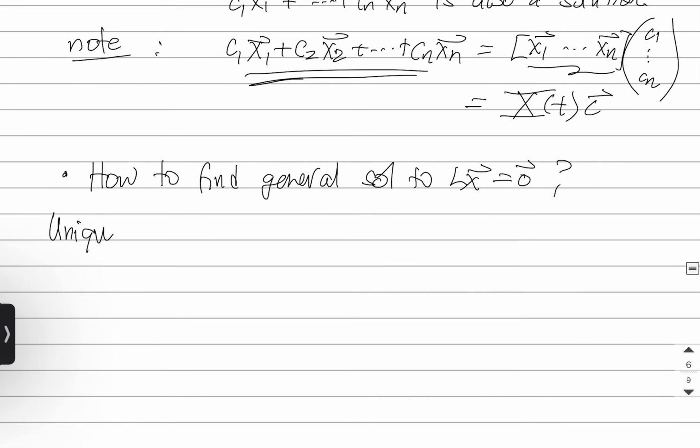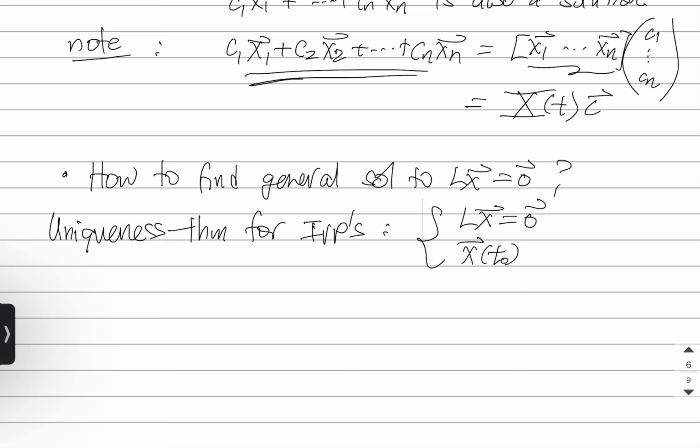The uniqueness theorem for initial value problems is going to save us here. So if I give you a first order system, we talked about the uniqueness theorem. There has to be a unique solution to this problem. So this implies the following, that x1 is the unique solution, so the only one, to this problem.